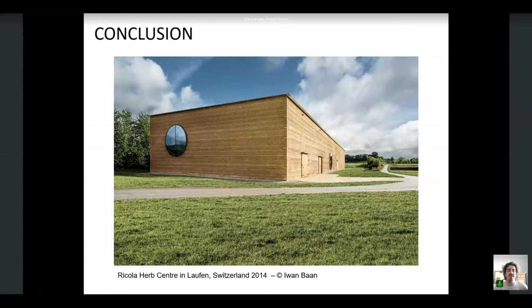So rather than desperately trying to change the properties of earth to make it look more like concrete or something, I think we must learn to design within its material-specific limits and to exploit its many circular qualities to make a sustainable transition in our building culture.